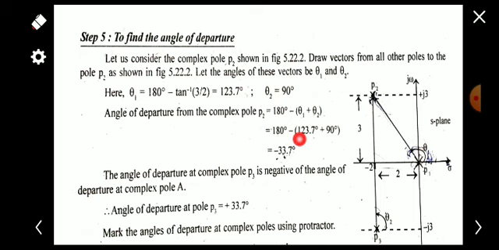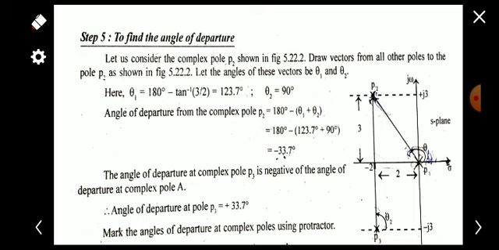The angle of departure can be found using a simple equation. If there are complex poles, then there will be an angle of departure. And if there are complex zeros, then there will be an angle of arrival.